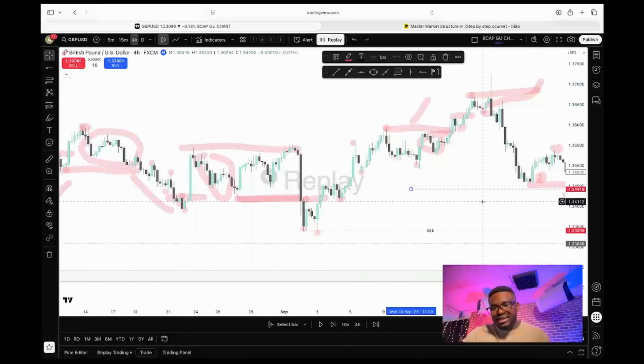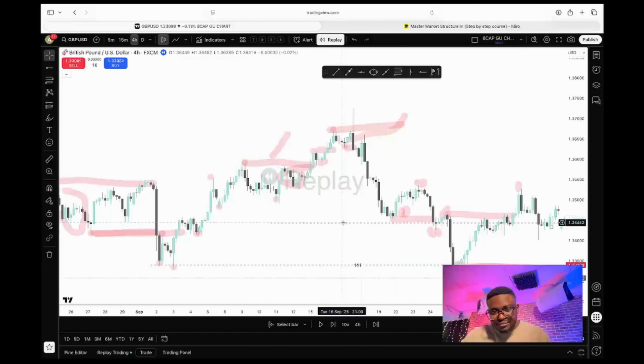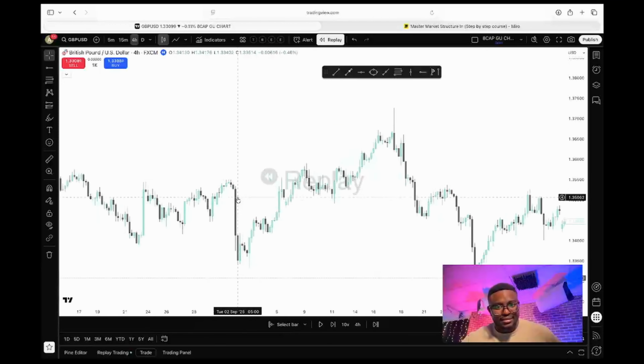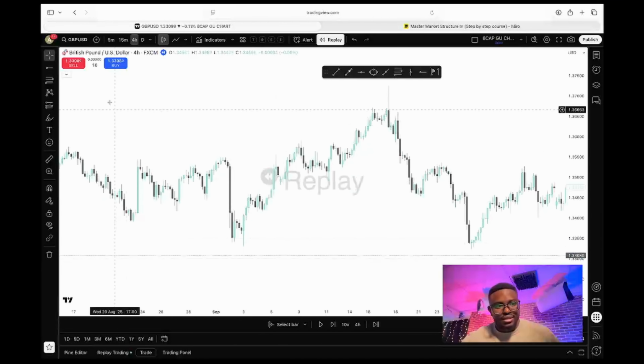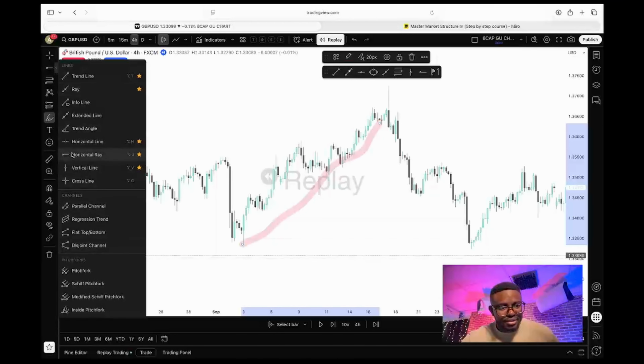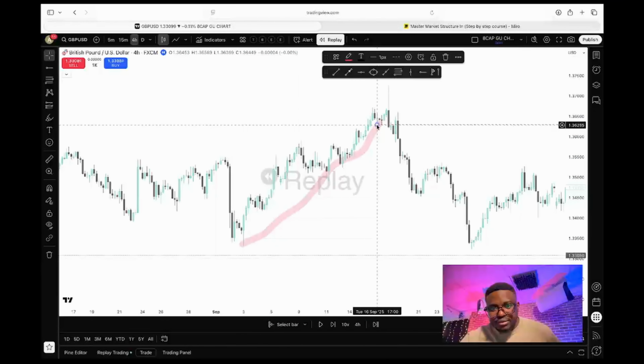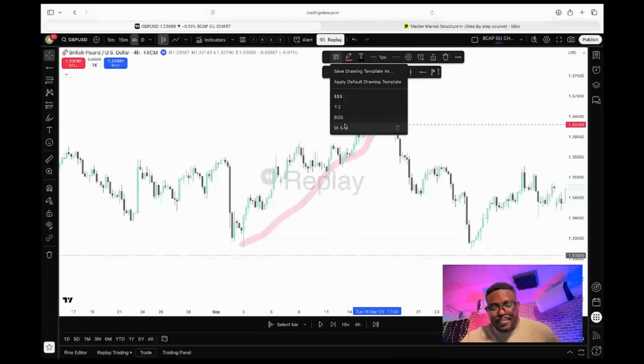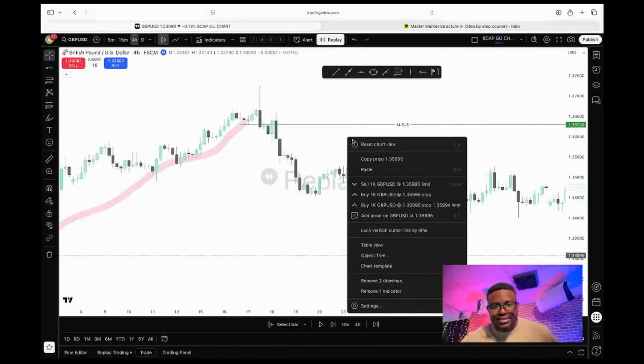So basically all I'm trying to say is this: once you're able to understand what's really going on in the market, once you're able to understand how all of this ties together, from a bullish trend from here, a bullish trend all the way from here till this point where there was a bearish market structure shift, you can see it right there.